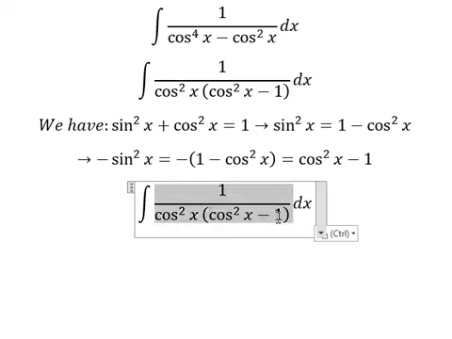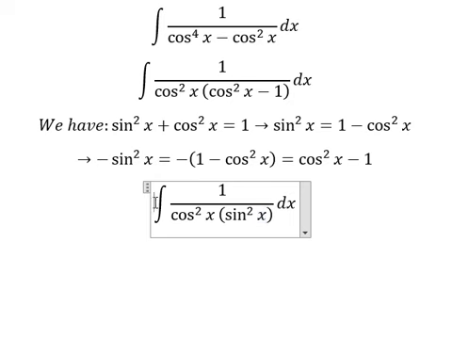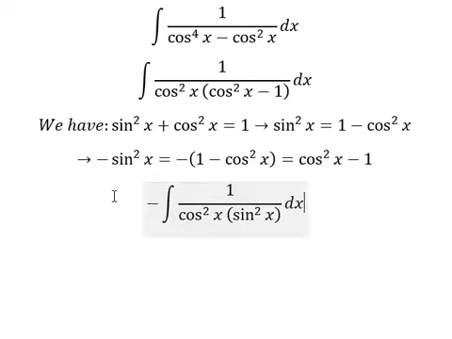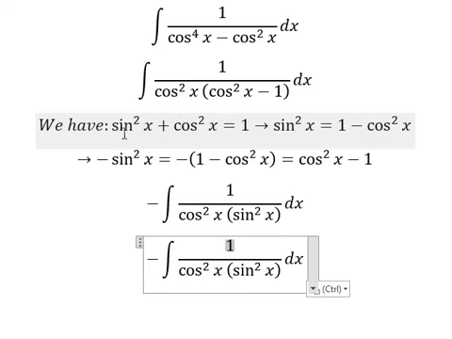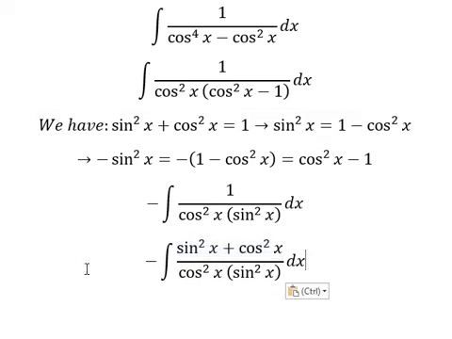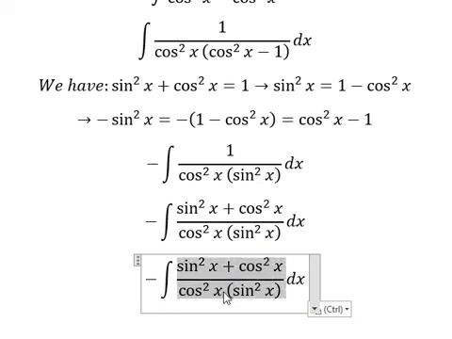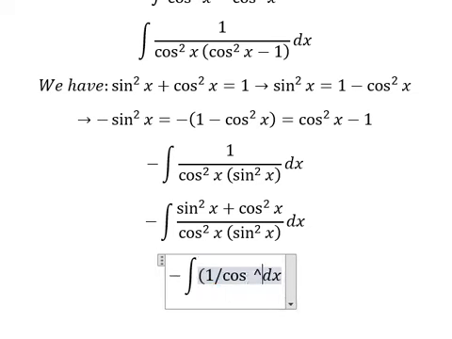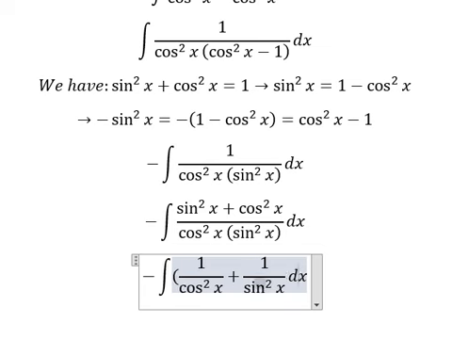So this one that is about negative sine x squared. So number 1 that is about this one. So this one divided by this one and this one divided by this one. So we have 1 over cosine x squared plus 1 over sine x squared.